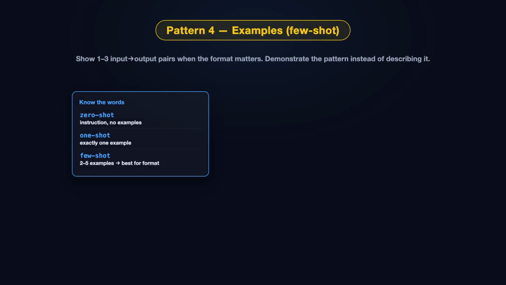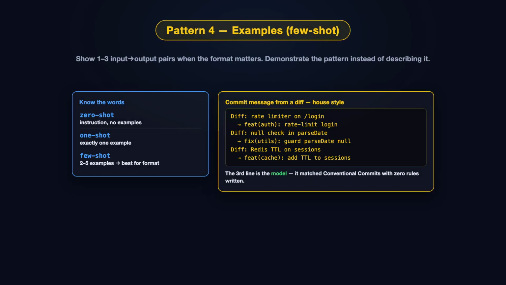Pattern 4, Examples, also called few-shot prompting. Sometimes the fastest way to explain what you want is simply to show it. Quick vocabulary first, because these terms come up everywhere. Zero-shot is asking with no examples at all, just the instruction. One-shot is giving a single example. Few-shot is giving several, usually 2 to 5, so the model can lock onto the pattern. For anything with a specific format or a house style, few-shot wins.